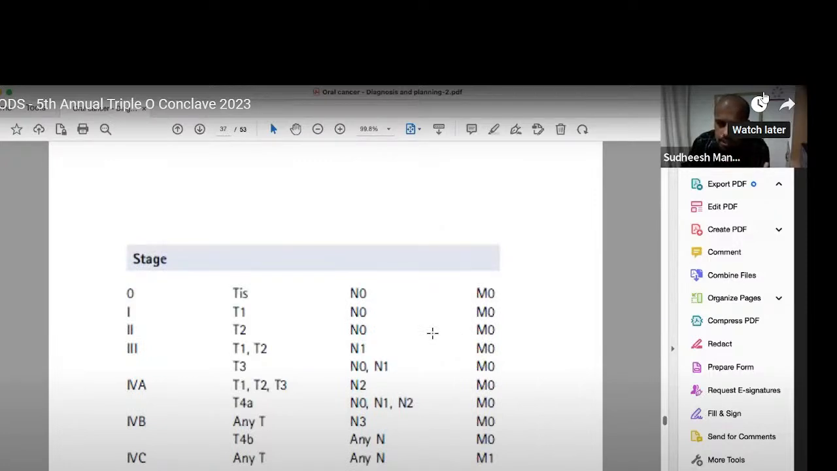What I suggest is you take a screenshot of the staging system in your mobile phone and keep it with you, so that whenever a patient comes, that is how I learn. So whenever the patient comes with oral cancer, you assess the patient and look into your screenshot and learn the staging. That is how you can learn the staging system rather than mugging up from your textbook.